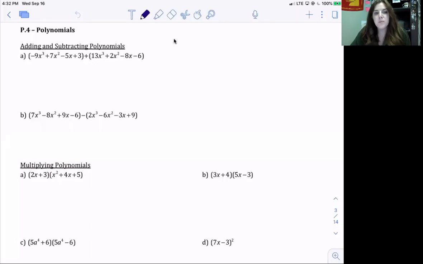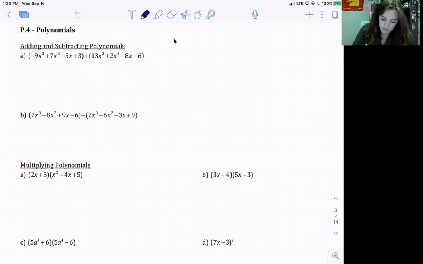Okay, so we're going to really quickly review polynomials. So remember, a polynomial is any term, constant, or expression with a number and a variable combined together with addition or subtraction. So first off, we're going to look at adding and subtracting polynomials. Remember, when we're adding, we're just combining like terms. So we always want to look at our degree and our exponents.